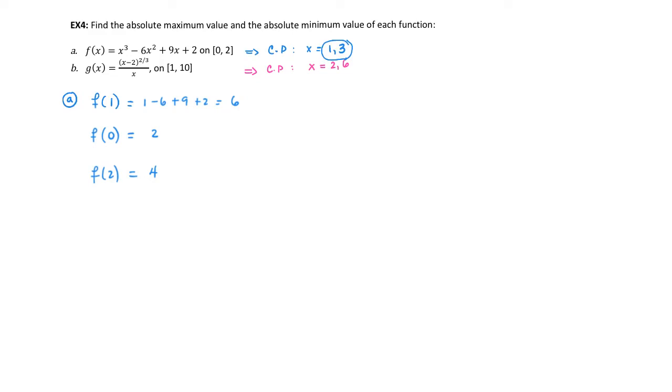So from here, we see that 6 is the highest y value. That means that this is the absolute maximum value. And that happens exactly when x is equal to 1. And then we see that 2 is the smallest y value. So this is the absolute minimum value. And that happens when x is equal to 0.